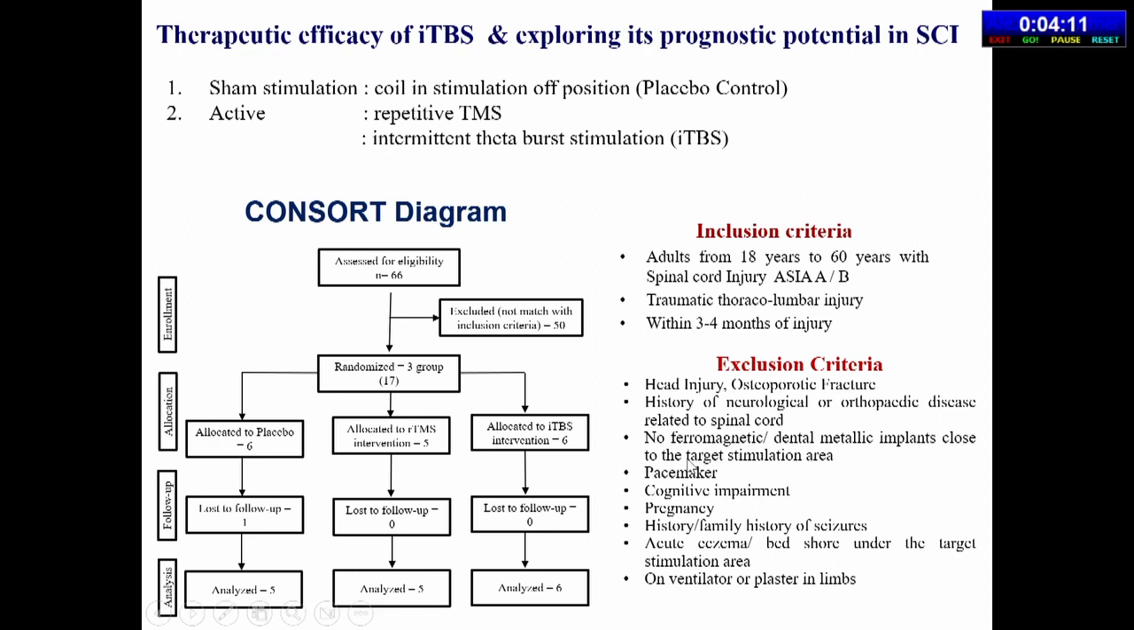So these were the inclusion and exclusion criteria. We took only the traumatic thoracolumbar region. We avoided cervical, although the neurosurgeons, Dr. Manoj and others, said we should include C6, but we did avoid that, for the reason that the patient should be stable.